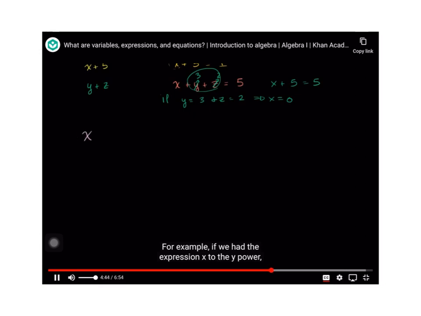x to the y power. If x is equal to 5 and y is equal to 2, then our expression here is going to evaluate to, well, x is now going to be 5. Y is going to be 2. It's going to be 5 to the second power, or it's going to evaluate to 25.